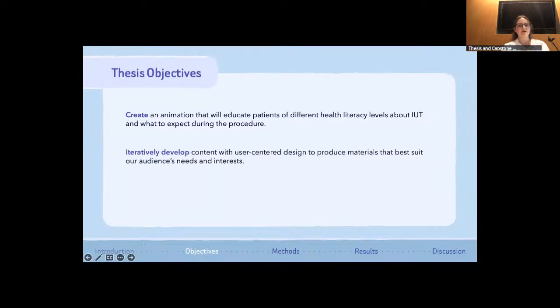Iteratively develop content with user-centered design to produce materials that best suit our audience's needs and interests. Assess the animation's educational value and patients' emotional response to the material.